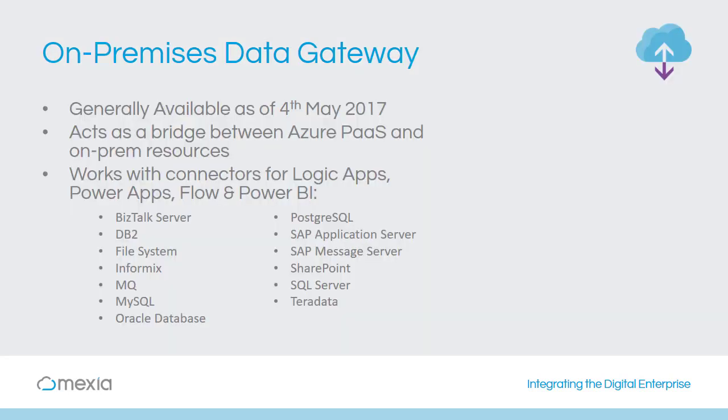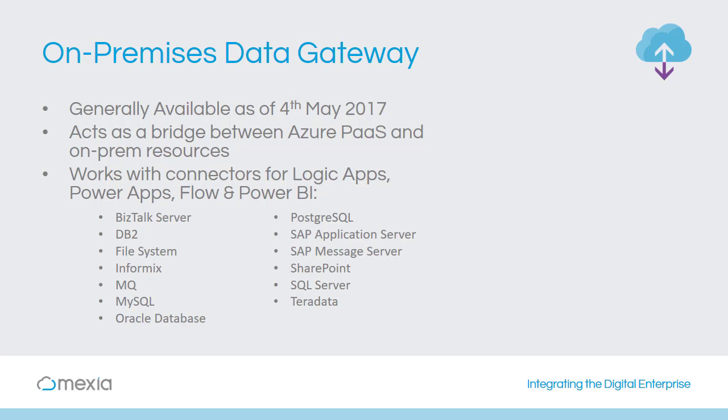The last technology I want to talk about is the on-premises data gateway. Now, this is the solution for PaaS-based integrations. So if you're using Logic Apps, Power Apps, Flow, or Power BI, the on-premises data gateway is an add-on that allows you to bridge connections between your Azure-hosted PaaS solution and your on-prem resources. This became generally available in May this year. Now, the great thing about Logic Apps and Power Apps is that there's over 180 connectors available to connect to all kinds of different SaaS systems. In fact, you'd be hard-pressed to find one that wasn't available.